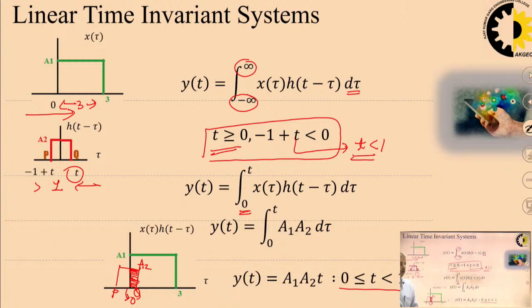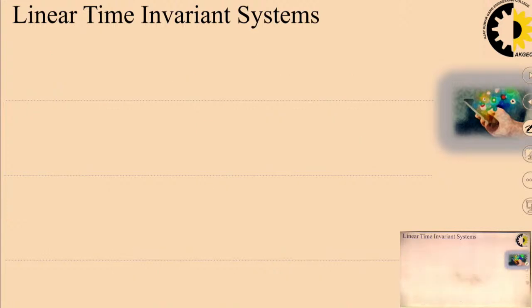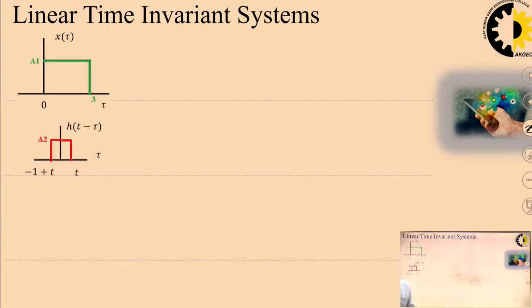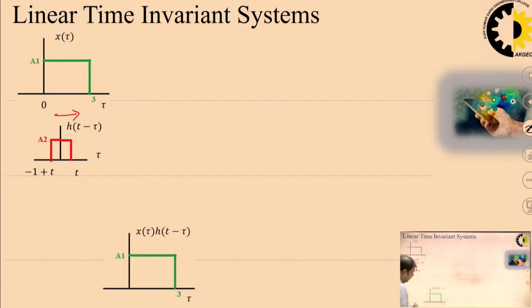Now we will move forward. So we will take the q point more forward. Again the x of tau remains the same from 0 to 3, the magnitude is a1. We can now take h of t minus tau, which is again moving towards the right side. In that case, the point q has come outside it, but the total width is 1. The total width is 1.